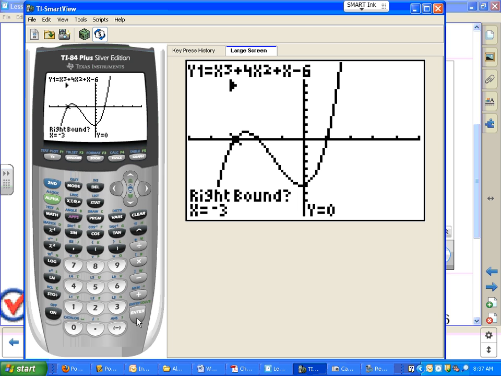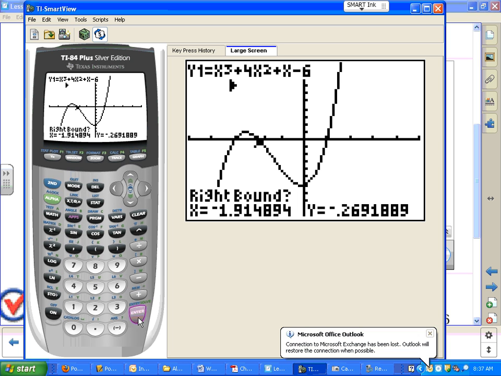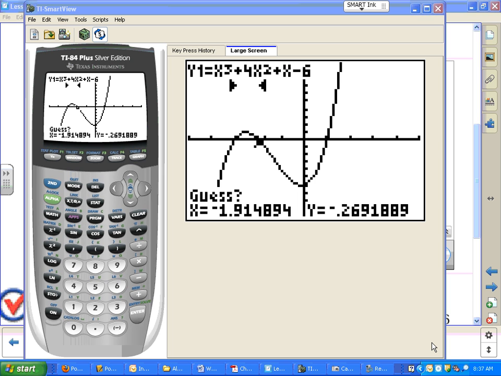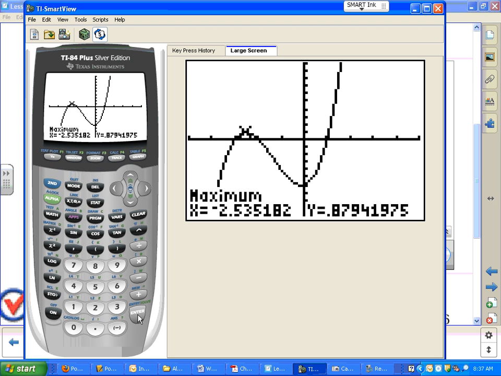All right, then it says right boundary. So I could use my cursor and go to the other side of it, or I could just pick a number, whatever I want, and then hit enter. And you notice that here we go, we've got these triangles on our screen, and that max point is now hopefully between them. Right? Now that it's between them, I can hit enter, and it'll tell me that it wasn't exactly at negative 2.5, but pretty close. Okay, right? Negative 2.53 and 0.879.